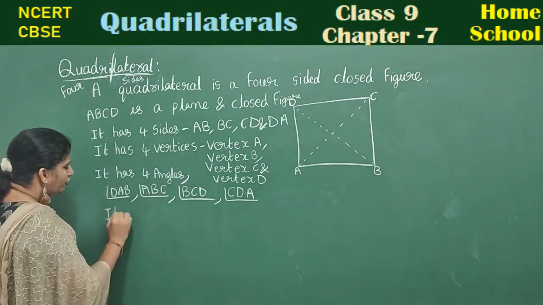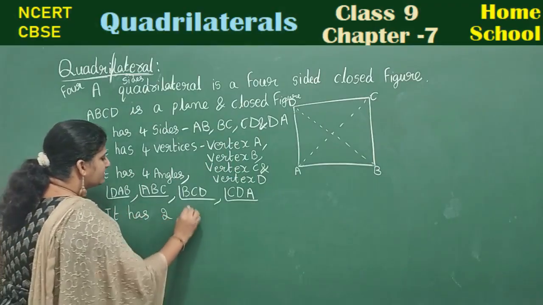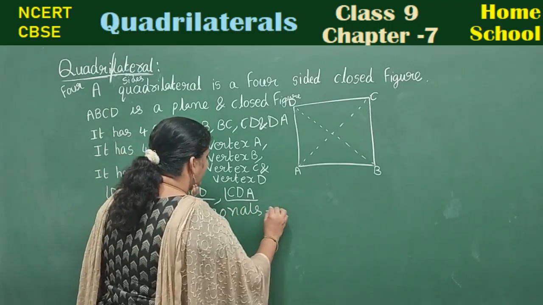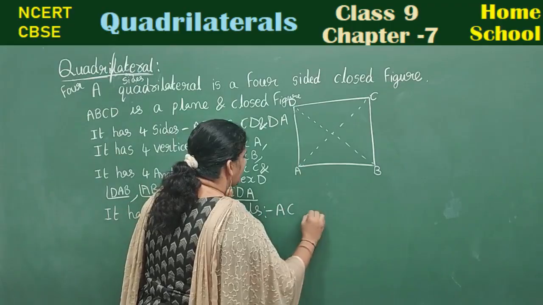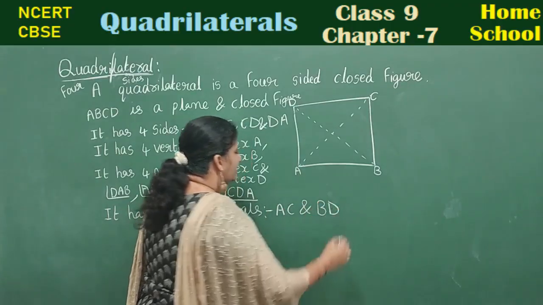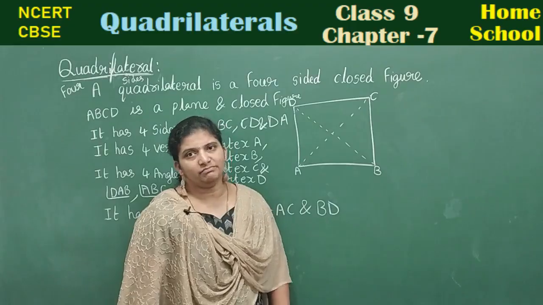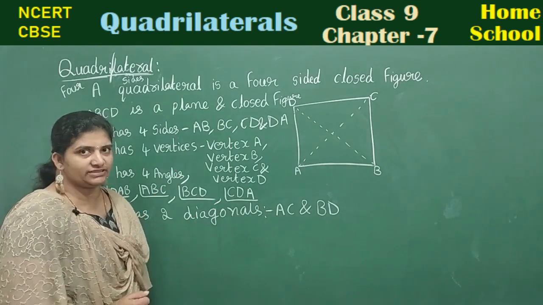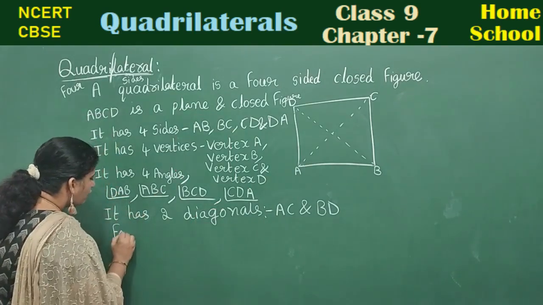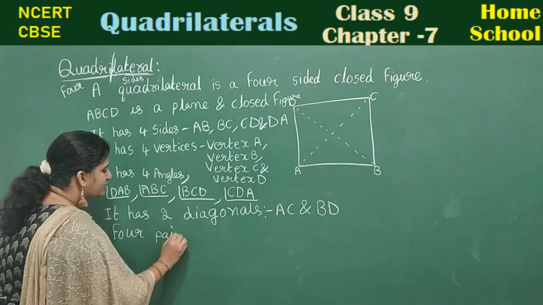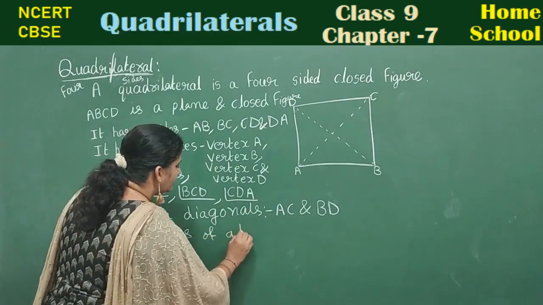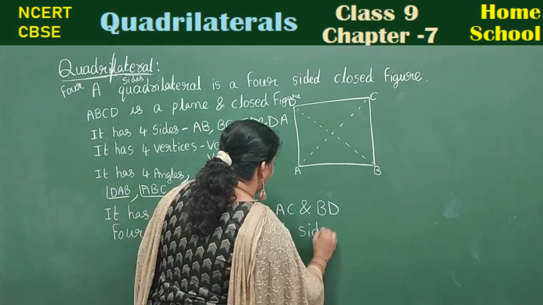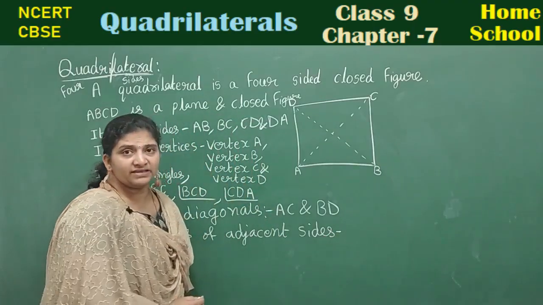There are 2 diagonals. They are AC and BD. Diagonal AC and diagonal BD. And this quadrilateral has 4 pairs of adjacent sides. What are those? 4 pairs of adjacent sides. What are those pairs here, children?